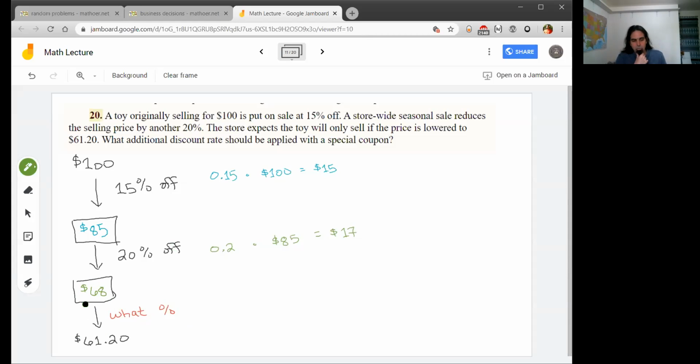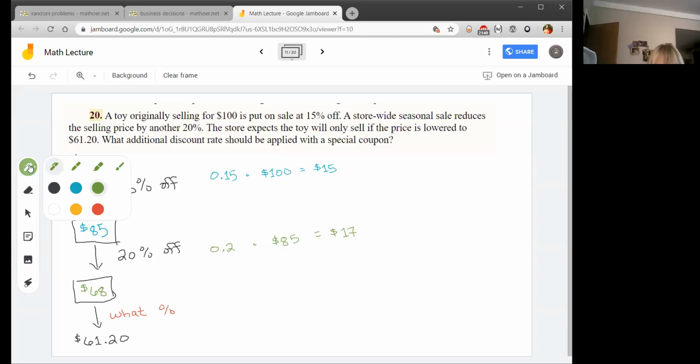Okay, are we going forwards or backwards with this one? I'm wanting to go 60, I'm wanting to write it like a problem. 68 is what... I mean, 61.2 is what percent of 68?